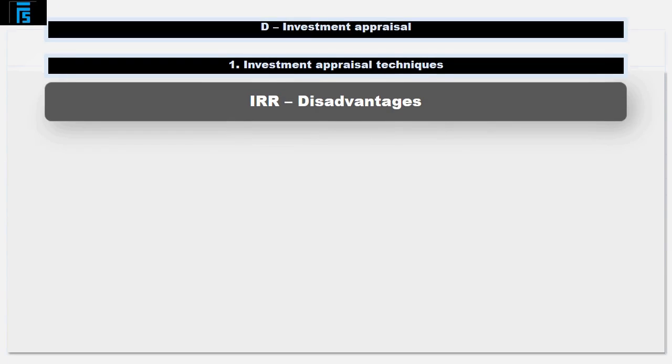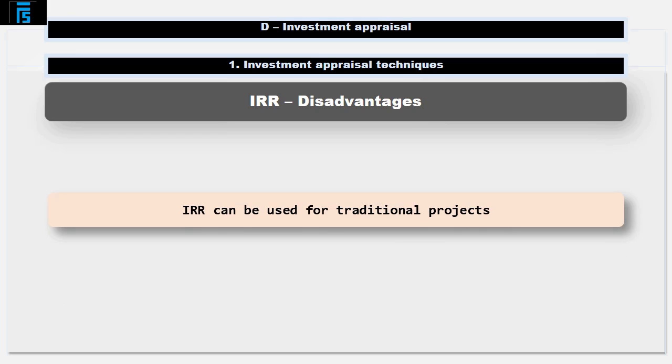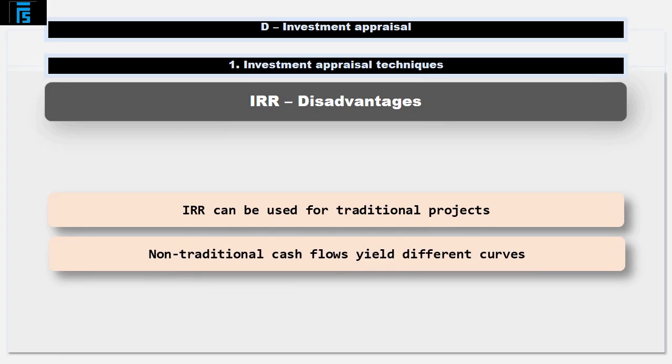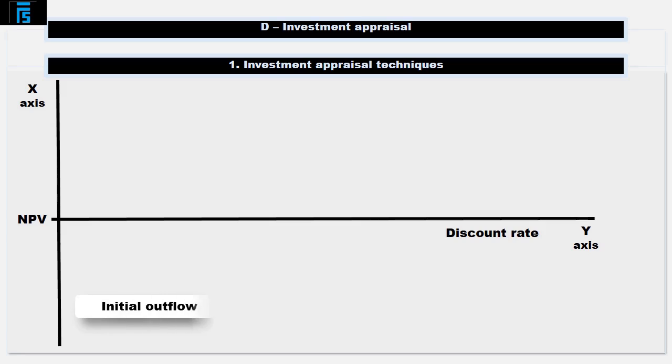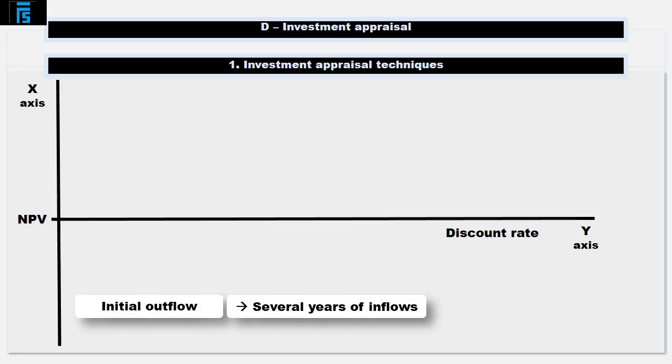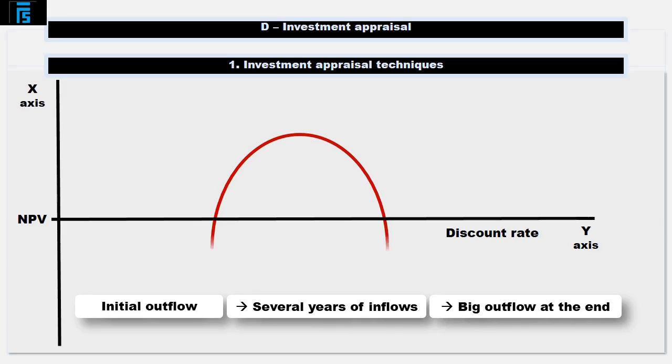We're assuming with the basic decision rule that the project involves an initial outflow followed by years of inflows. This is known as a traditional project. This is what gives the curve on the IRR graph its downward slope from left to right. Other types of projects will yield different shaped curves, hence the decision rule would need to change. For example, if a project consisted of an initial outflow, several years of inflows, and then a big outflow at the end, such as site cleanup costs, then the IRR graph may look like the following.